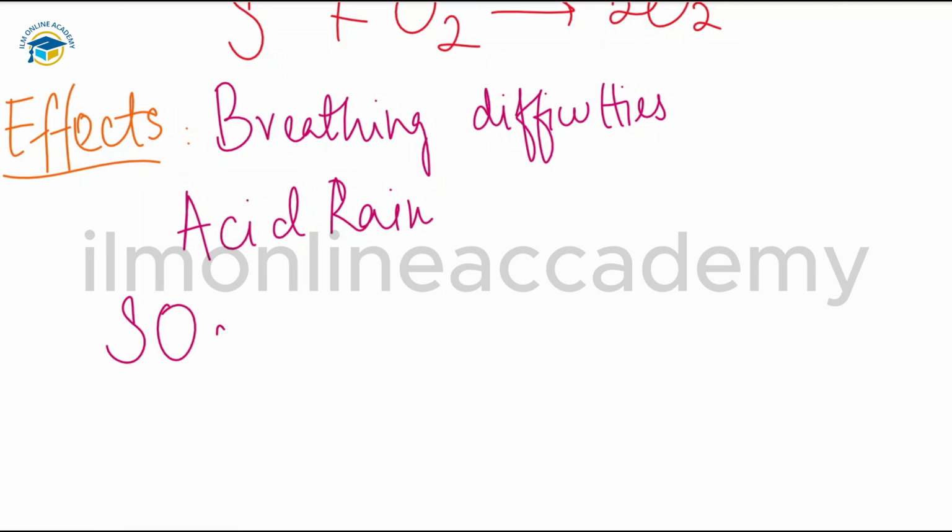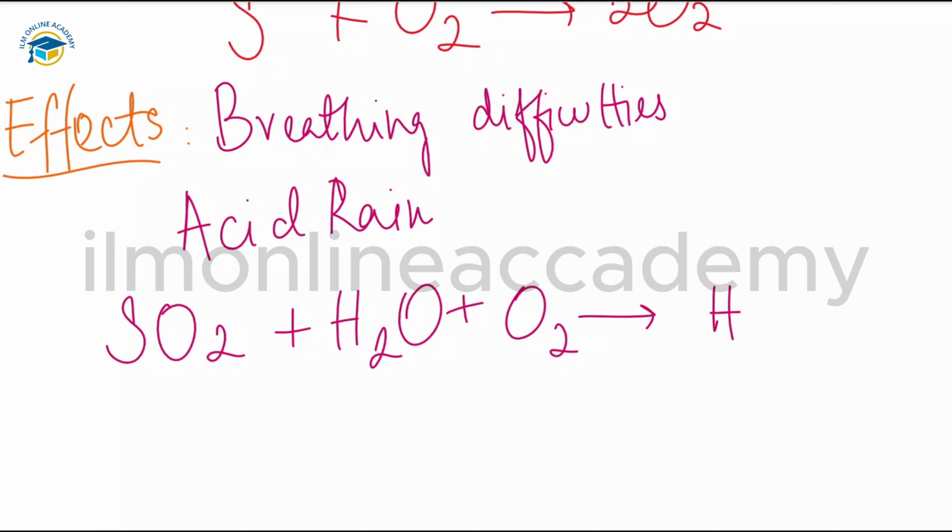SO2 reacts with the moisture that is present there, and also with the oxygen gas that is present, and then it forms sulfuric acid, which is H2SO4. So sulfur dioxide is the cause of the acid rain by the formation of sulfuric acid, and nitrogen oxides are responsible for the acid rain by producing nitric acid. So this is the complete balanced equation through which the sulfuric acid is produced. The acid rain is harmful to life both on the land and also in the water.